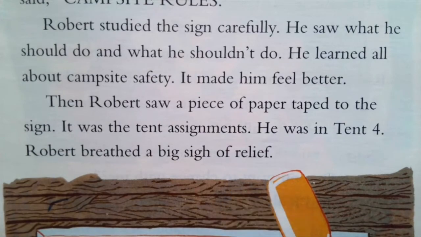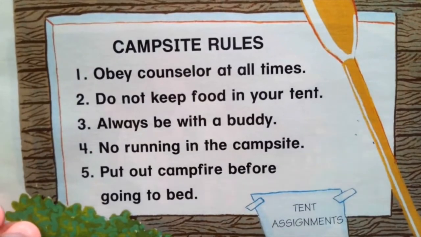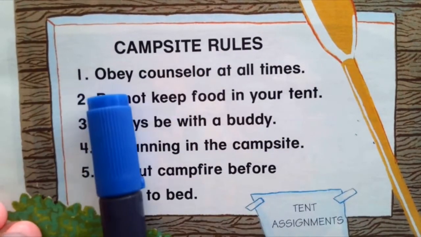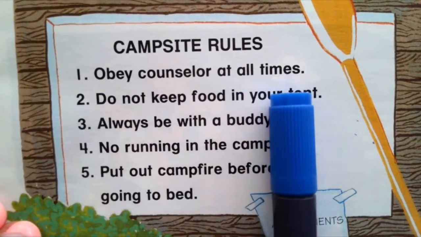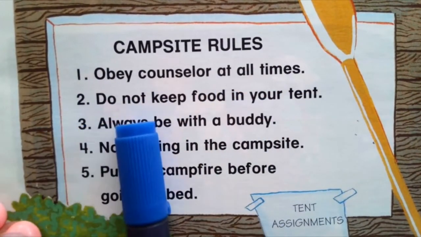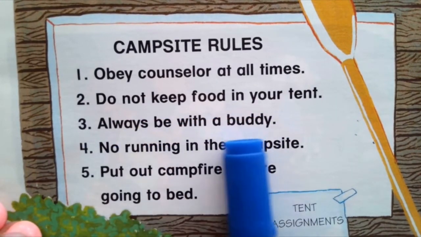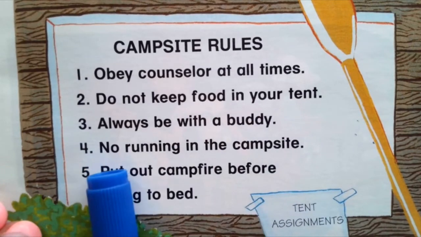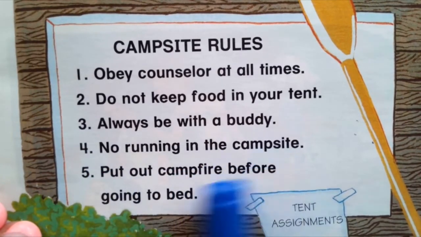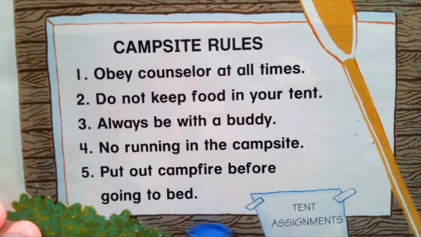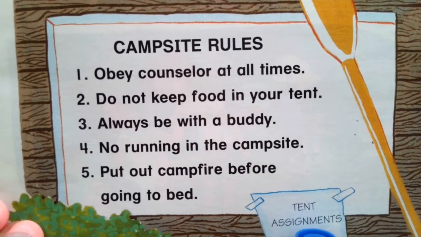Here are the campsite rules he saw. Campsite rules. 1. Obey counselor at all times. 2. Do not keep food in your tent. 3. Always be with a buddy. 4. No running in the campsite. 5. Put out campfire before going to bed. And here's the piece of paper that says tent assignments. So now he knows where to go.